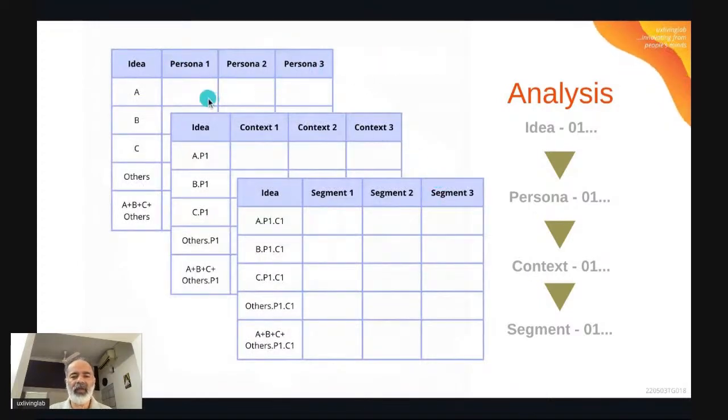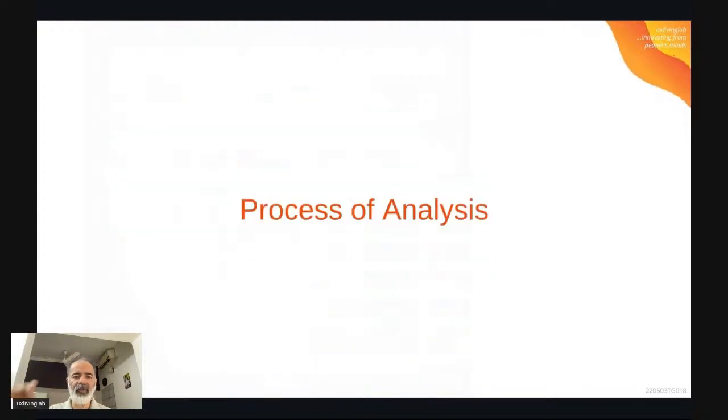Then the analysis: persona wise, context wise, and segment wise. So these are the points we discussed last week. Now we come to the process of analysis. How to analyze these data?